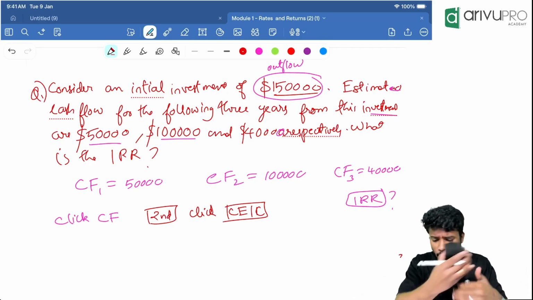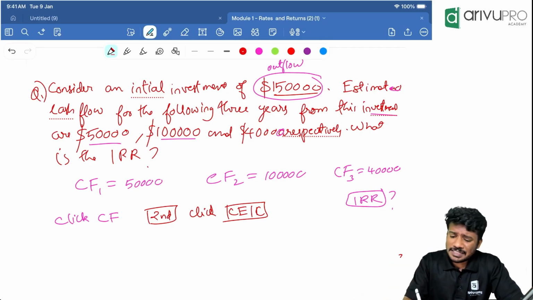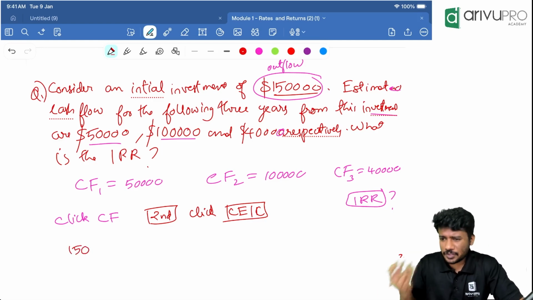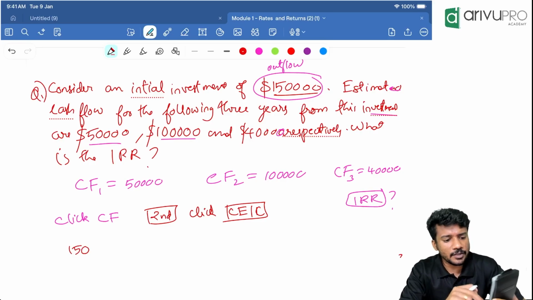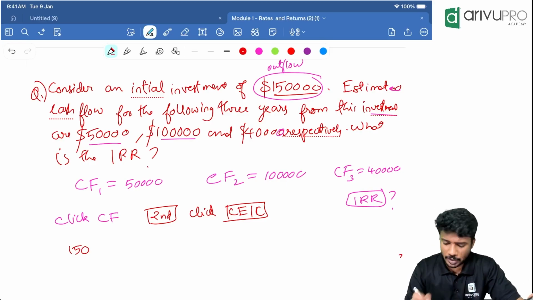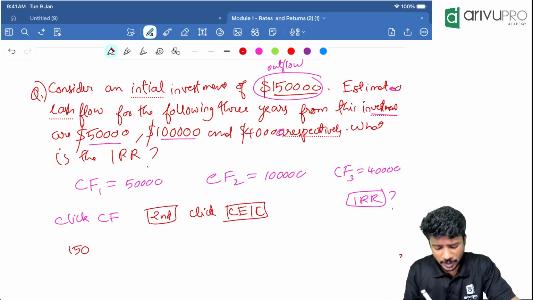150,000, right? Whenever we are dealing with questions, instead of putting all the zeros, you can just put it as 150. Assume that it is 150,000. So you will type 150. Then you can click Enter. If you want to change the sign, plus or minus, that is also fine.